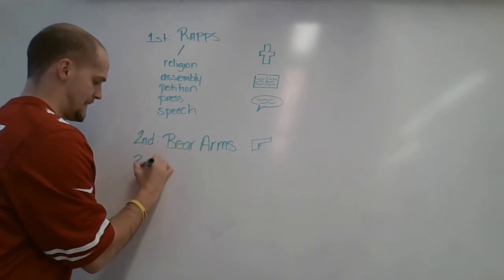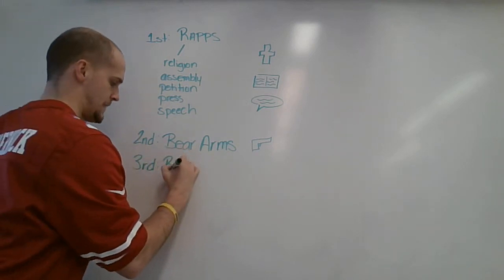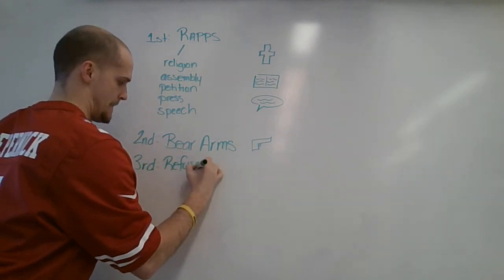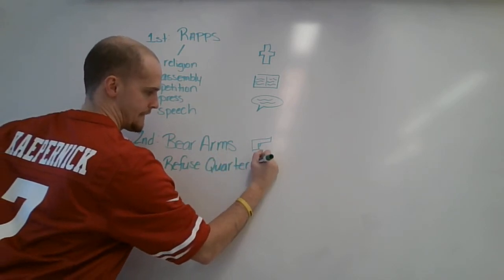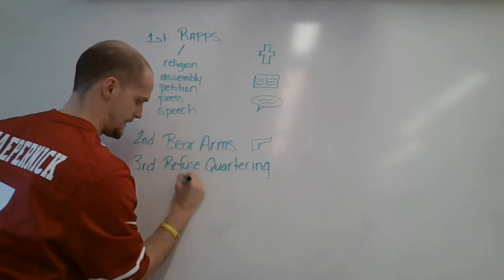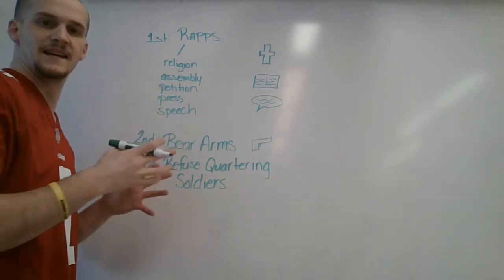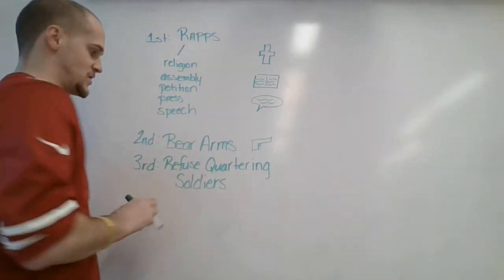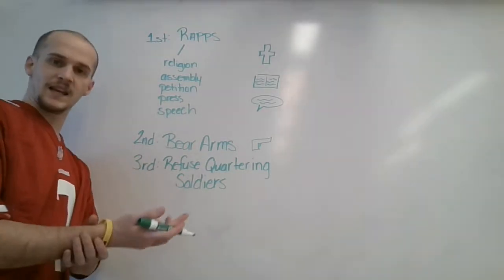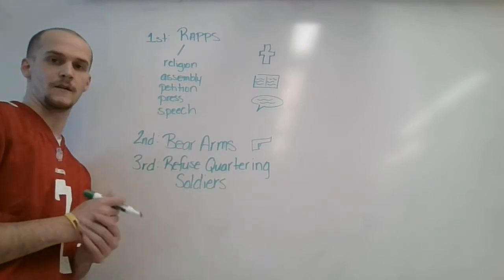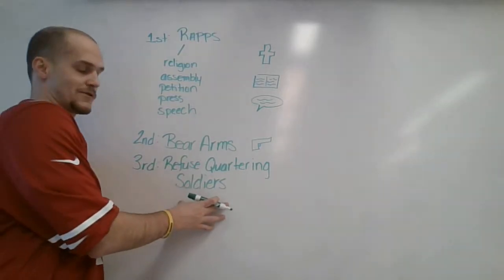The Third Amendment is your right to refuse quartering soldiers. This means that the government can't tell you that you have to let soldiers live in your homes. Again, this is a direct response to the Quartering Act, which was put in place by King George, again, when he sent the British soldiers over here and said that the colonies had to let those soldiers live with them. This is in direct response to that.